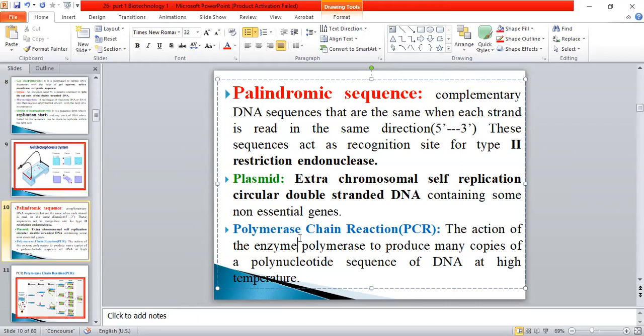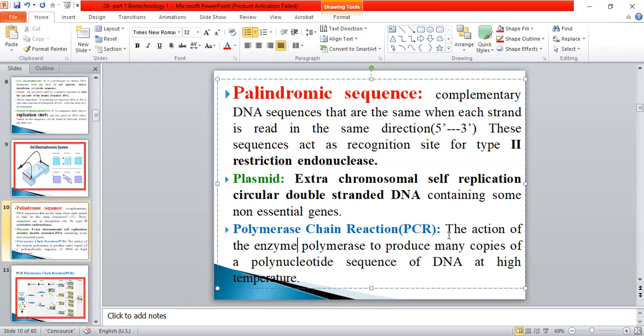Next one is the polymerase chain reaction. Already we studied it in DNA fingerprinting. The polymerase chain reaction is also one of the techniques used for the amplification of the desired genes in a number of copies within the lab, and is called polymerase chain reaction.